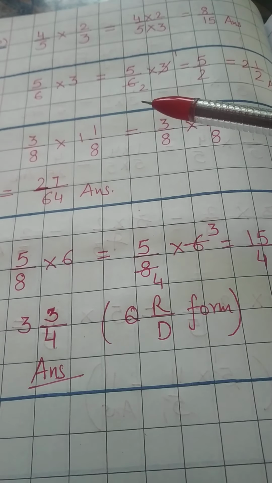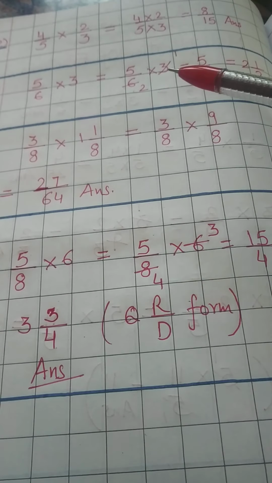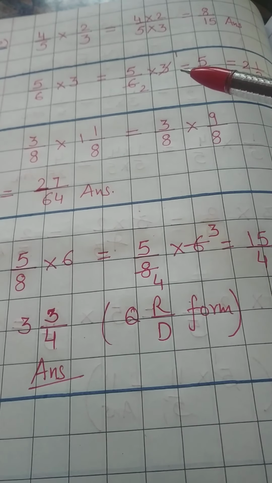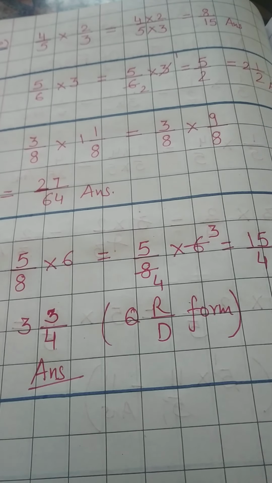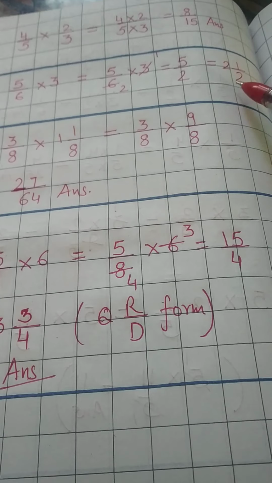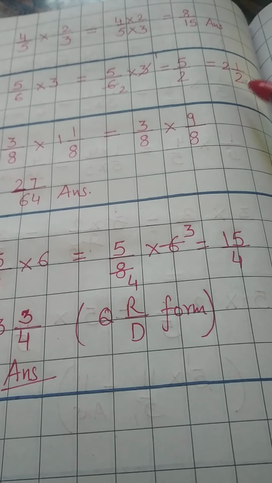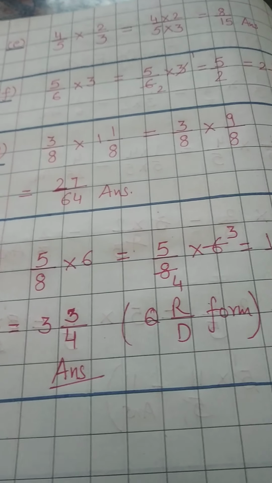So here 5 upon 6 into 3, we will check whether there is any common table from which we can cancel. So 3 ones are 3 and 3 twos are 6. So the answer is 5 ones are 5 and 2 is there. So I will write 5 upon 2. 5 upon 2 is an improper fraction. I have changed this into a mixed fraction. So 2 twos are 4 and 1 remainder. So we have done the quotient, remainder, divisor form. You can check my previous videos.